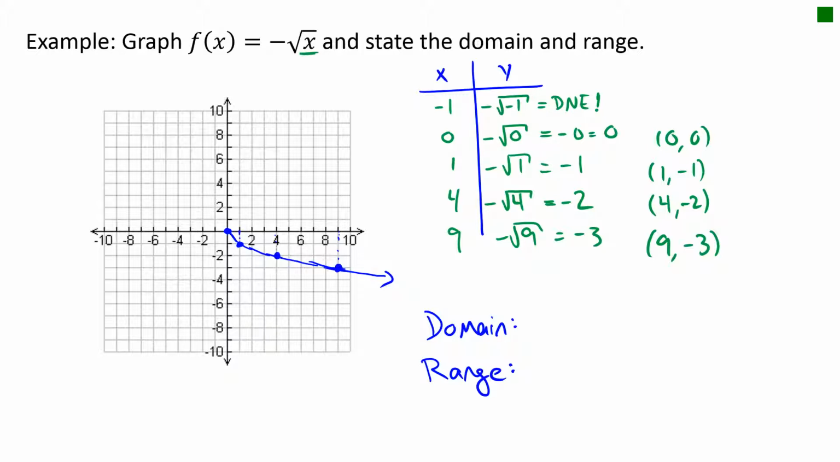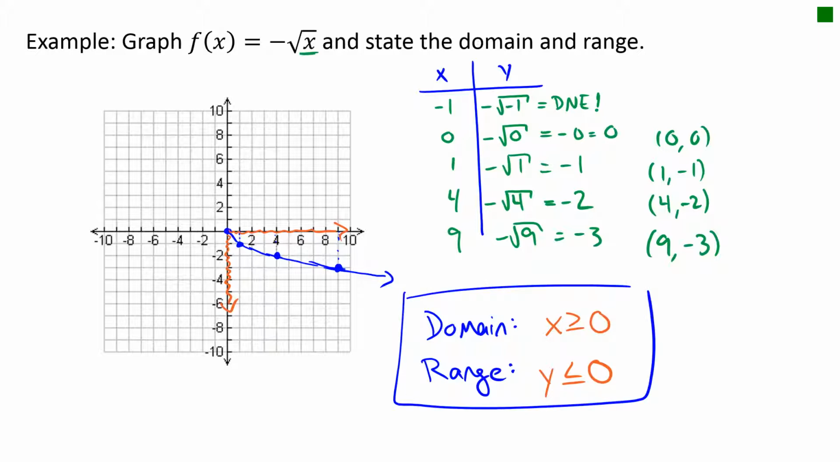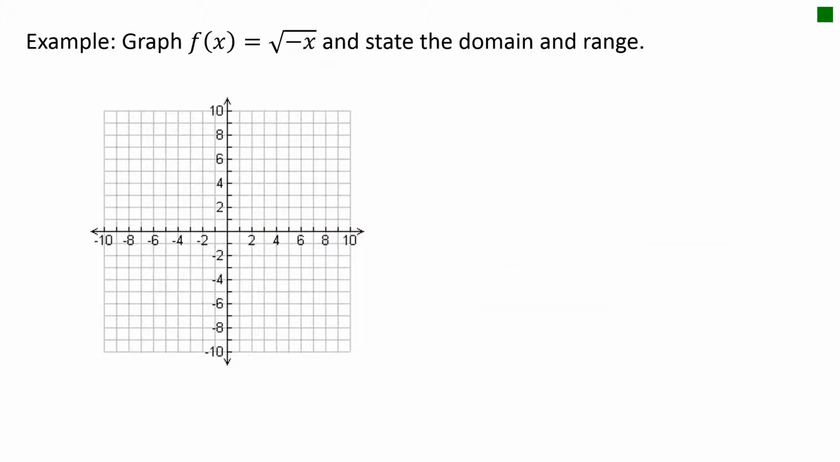So the domain, we can see that x values for this function are just bigger than or equal to 0. But for y values, we see that now they're dropping below. This function only has y values that are less than or equal to 0. So it's all the negative values. So there's our domain and range.